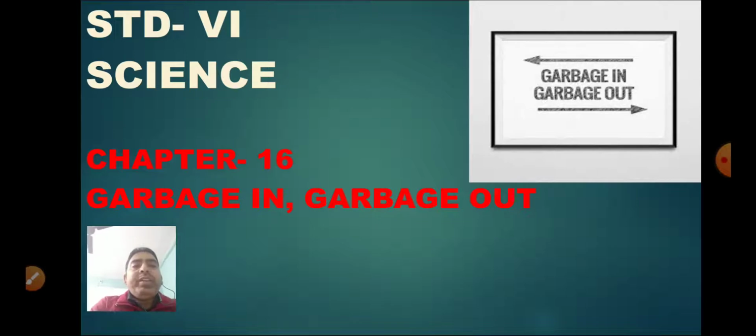We are reading Chapter 16, Garbage In, Garbage Out. In this chapter we have read about biodegradable and non-biodegradable waste in the previous classes, and about the dustbins used for putting garbage, the blue dustbin and the green dustbin. Two types of garbage dustbins are there in which we have to put the garbage.